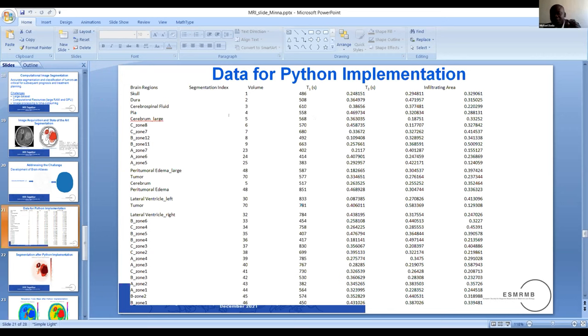Now, in order for us to do segmentation, all we had to do was generate random numbers for the different tissues that have been noticed on the image. So this is the volume that we simulated. We have T1 relaxation times here, and T2 relaxation times here. Then we have areas that are infiltrated by metastatic cells, which we simulated here. So we merged the numerical data together with our shapefile.